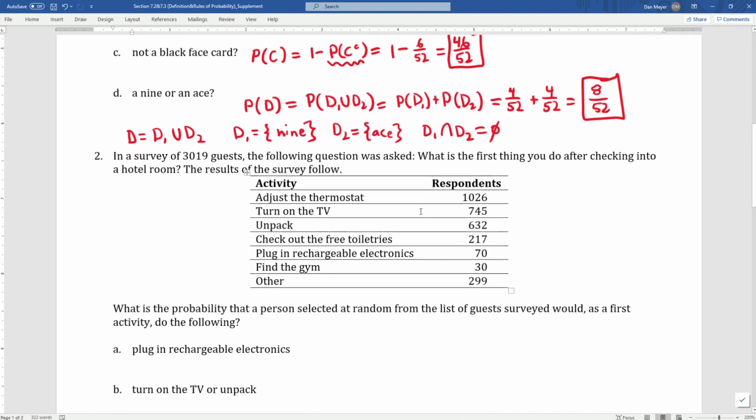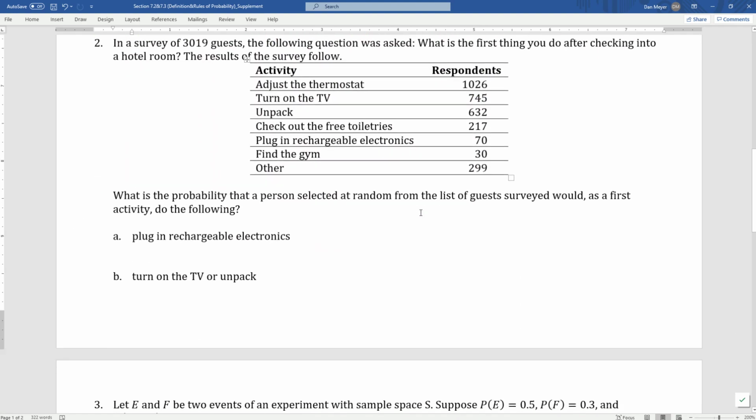All right, moving on to number 2. In a survey of 3,019 guests, the following question was asked: what is the first thing you do after checking into a hotel room? They give the results of the survey. So this definitely is an empirical probability problem.